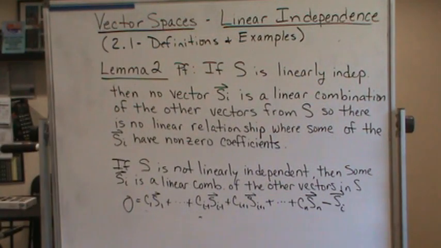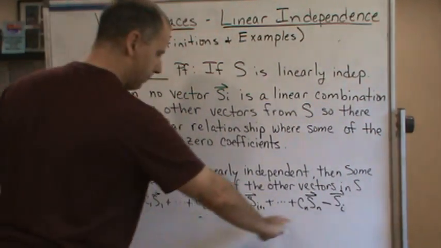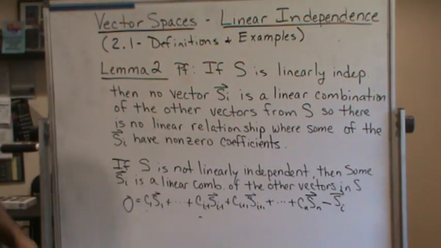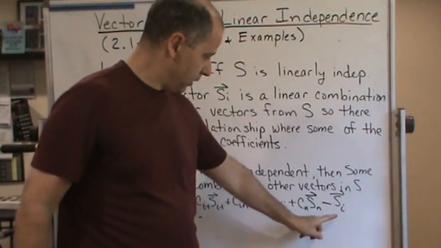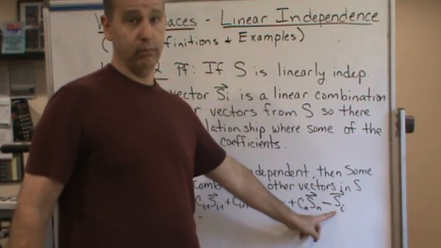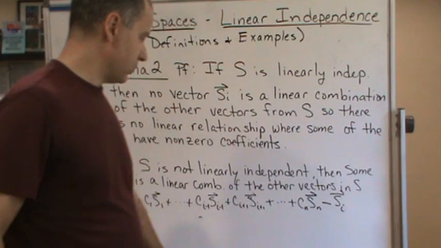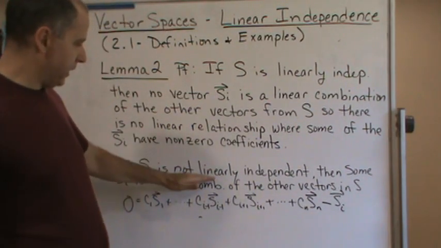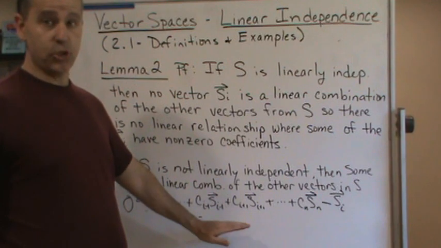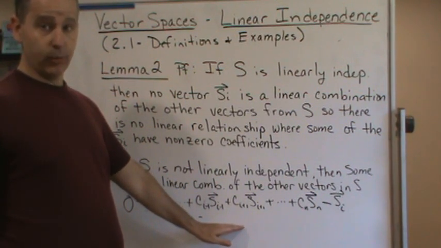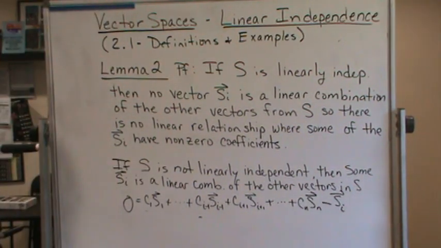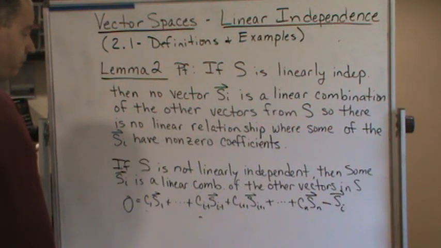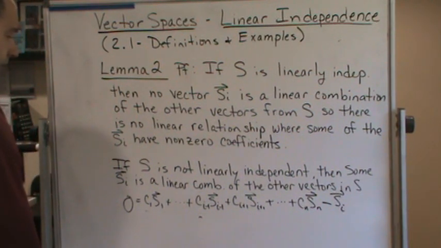Now, what's so important about that? Well, look. Now I have a linear relationship that's equal to 0 where at least one of the coefficients is non-zero. Right here, it's -1. And we're done. So since I've shown that if it's not linearly independent, I don't get a linear relationship where all of the coefficients are 0, I just proved the other direction by using the inverse. And that's it. We're done.